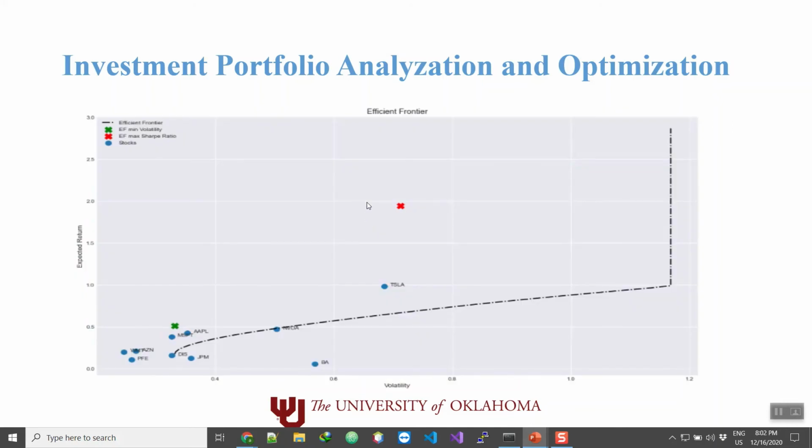So if we look at the plot of the optimum portfolio, the green one represents the optimum portfolio for the minimum volatility. You can see how it's going around Microsoft, Disney, JPM, and Apple. For maximum Sharpe ratio, it's basically going to Tesla mainly.